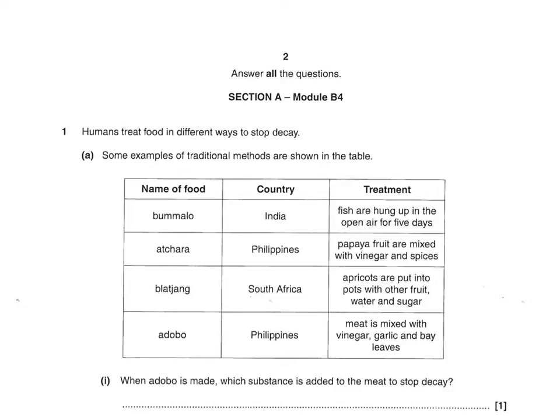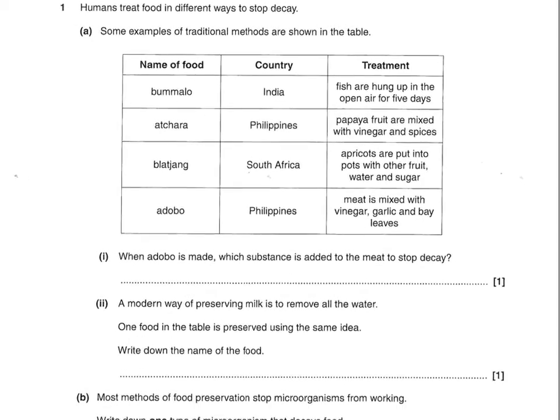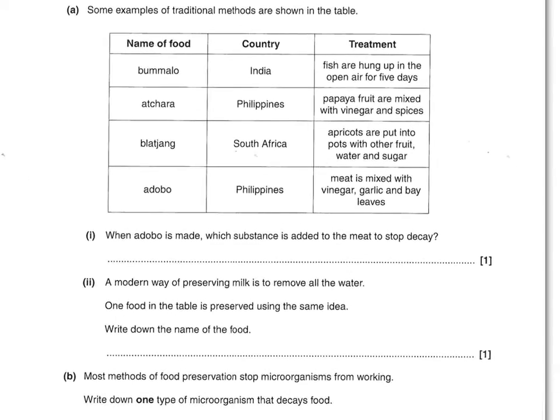Some examples of traditional methods are shown in the table: different types of food, the country they're in, and the different ways they stop them from rotting, which is what decaying means, really. It says, when adobo is made, which substance is added to the meat to stop decay? So adobo's here, it says meat is mixed with vinegar, garlic and bay leaves. So they basically want you to work out which one of these is stopping the rotting, and that is vinegar.